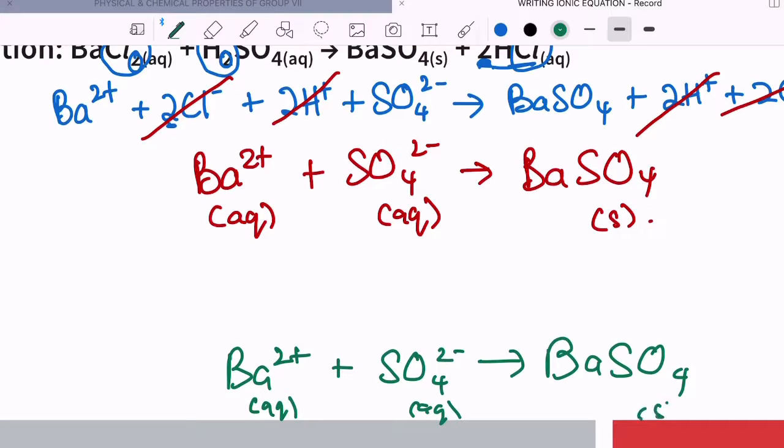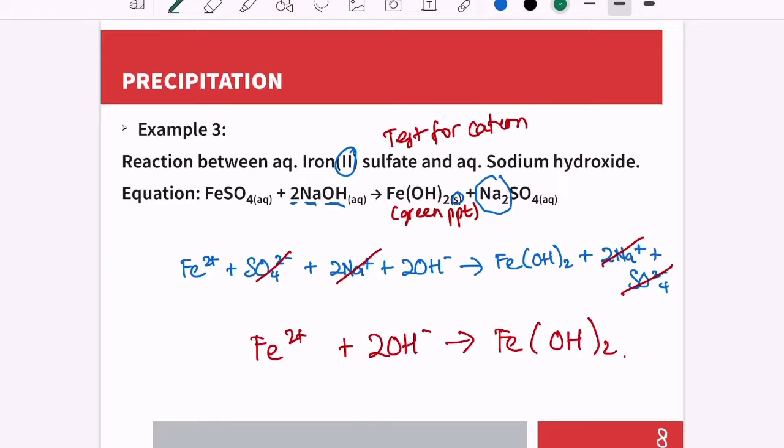Aqueous, solid. Same goes with this. You know this is the precipitate, the dirty green precipitate, so you just do the reverse engineer. The ion for iron 2 is Fe2+, and you need 2 of the hydroxide ion because there's 2 for this hydroxide, so 2 OH-.